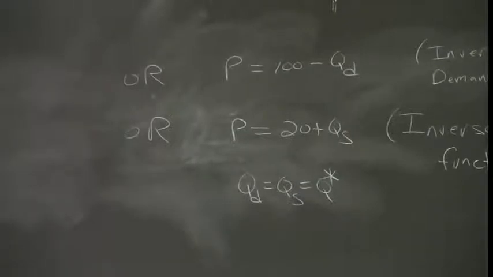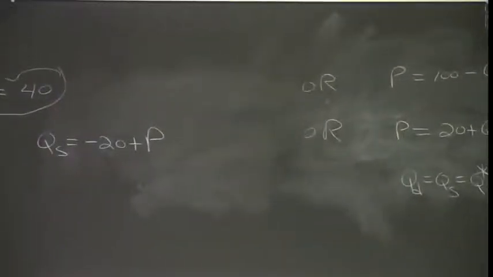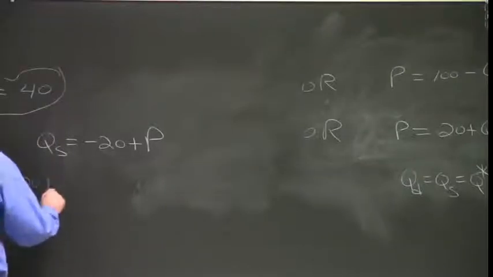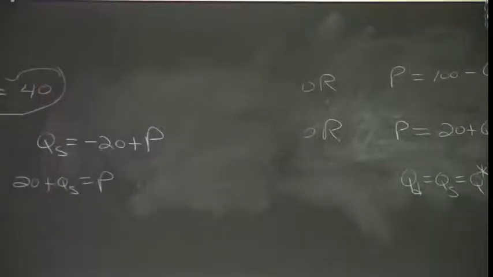Yes, because our supply function, good question, our supply function was this. So actually we'll add 20 to both sides. And now P is equal to, if we add 20 to both sides, 20 plus QS equals P. And now let me just rewrite that with P on the left-hand side. So it is interesting that that intercept is now 20.